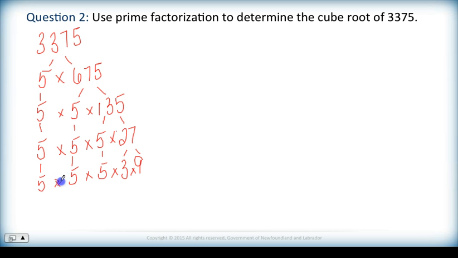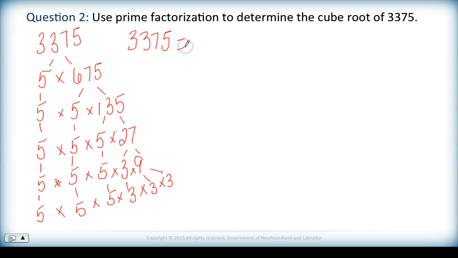Now, 5 times 5 times 5 times 3 times 9. It's not quite there yet. They're not all prime. So we bring down our 5 for the last time here, and our 5 again, and our 5 again. 3 is already prime. However, we need to branch off from that 9 by 3 times 3. So just to conclude what our prime factors are for 3,375, we have 3 to the exponent of 3 times 5 to the exponent of 3.